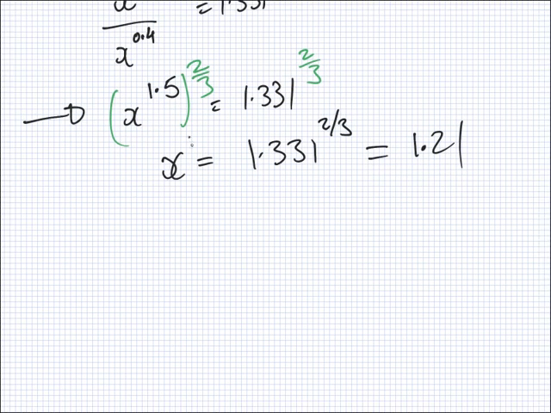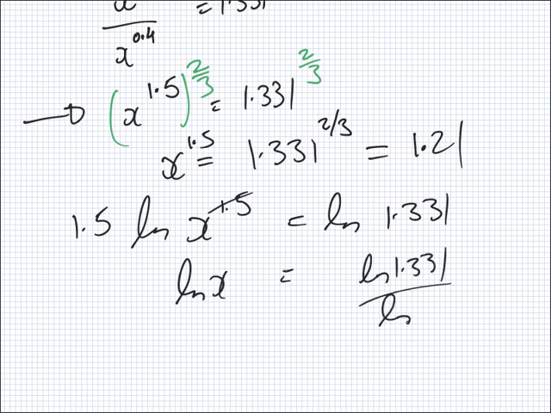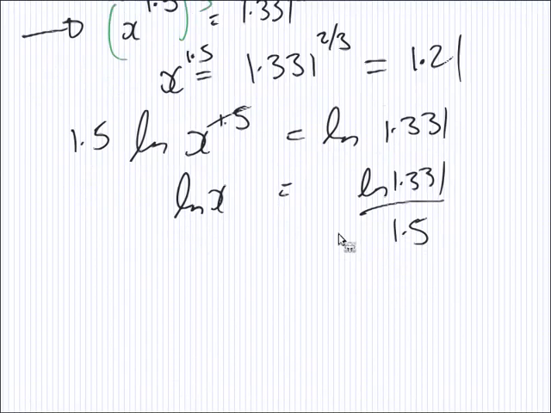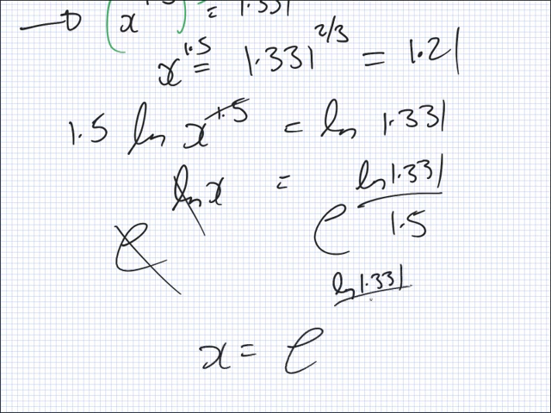So if I put log on both sides, so if I have x power 1.5 equals 1.331, watch what happens. Log here, log here. Bring the 1.5 down. So you get log x equals log 1.331 over 1.5. But you don't want log x. What do you want? x. How do you cancel a log? With an e. So now you have to put an e on both sides. So you get x equals e power log of 1.331 over 1.5, which equals 1.21. So it's not easier to use logs here, actually. It's harder.